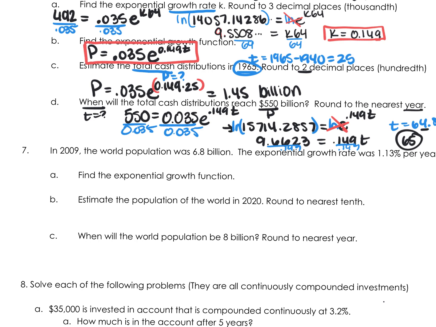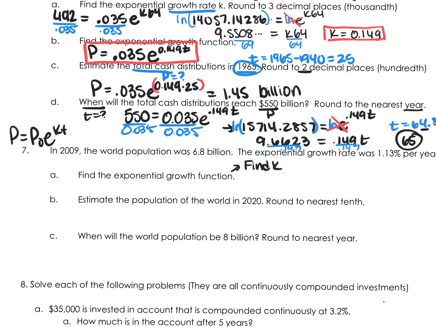All right, so now for this problem here, we're going to find the exponential growth function. And we know the world population was 6.8 billion in 2009, and the growth rate was this much. So this is not a compound interest problem, so we're going to be using the formula P is equal to P0 e to the kt. And first thing we have to do is find the exponential growth function, so we're going to find k.